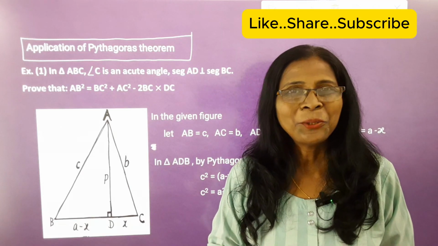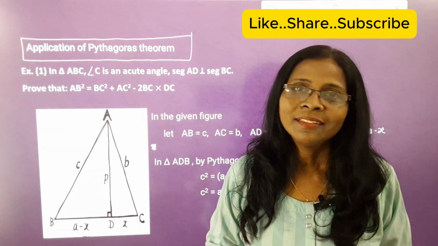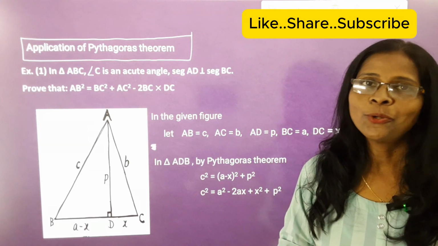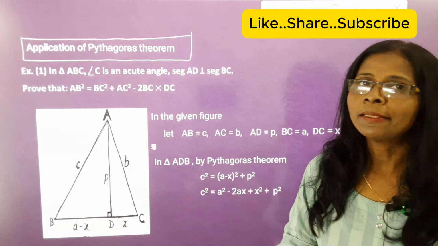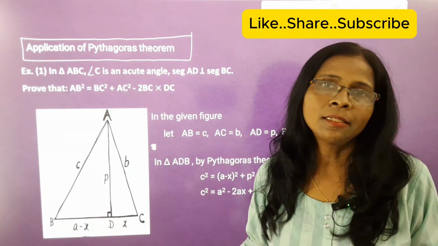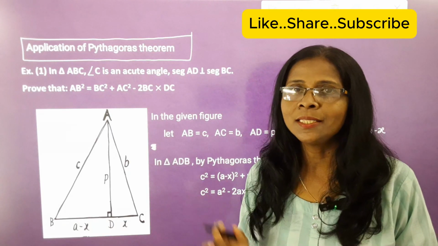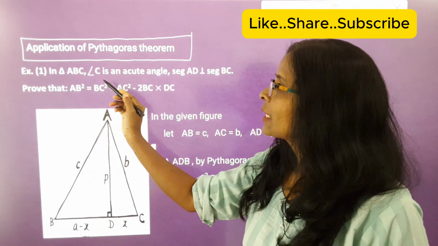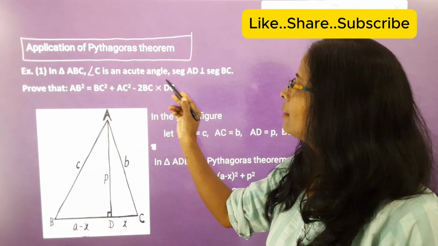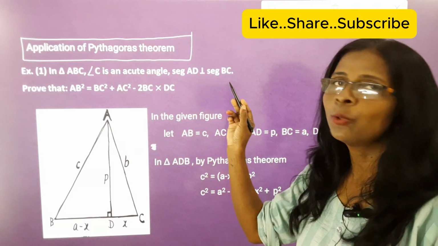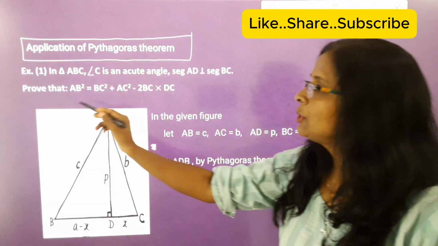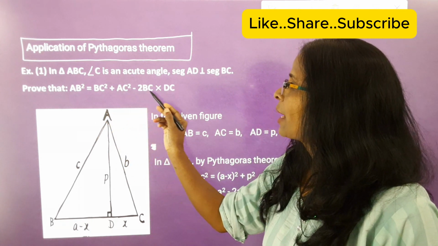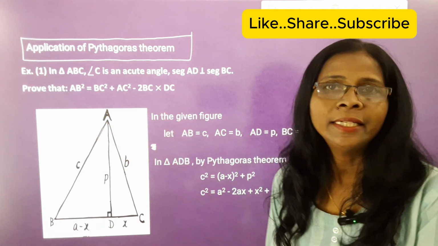Let us come to the next topic, that is the application of Pythagoras theorem. How can we use the Pythagoras theorem in various types of examples? So let us see example one, students. In triangle ABC, angle C is an acute angle, segment AD is perpendicular to segment BC. Prove that AB square is equal to BC square plus AC square minus 2BC multiplied by DC.